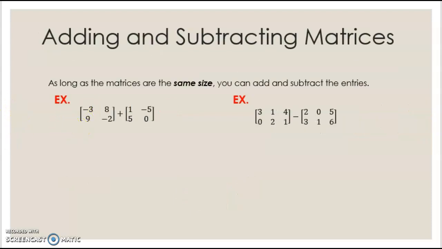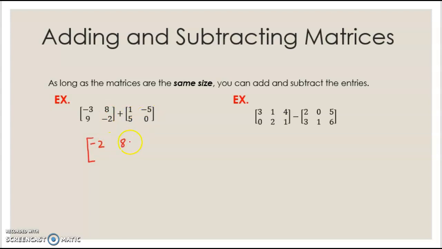Okay. And we've got adding and subtracting the matrices. As long as they're the same size, you can also add and subtract them. You just add the ones that are in the same location or subtract the ones that are in the same location. So negative 3 plus 1 will give you a negative 2.